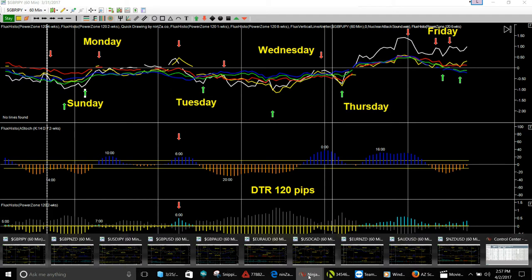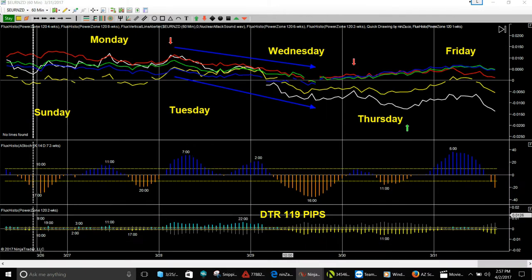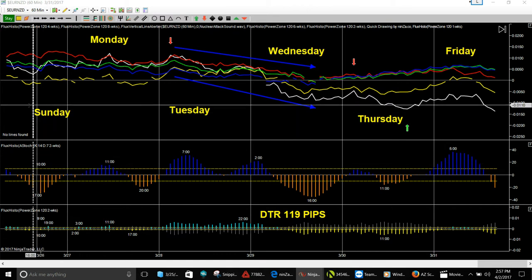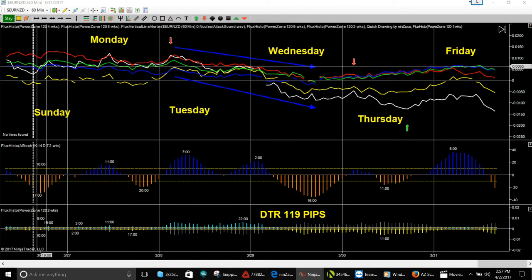All right, traders. Now next up is going to be the Euro New Zealand. Euro New Zealand at 119 pips, daily last 4 weeks daily trading range. This pair is going to come in here and it's going to go up.